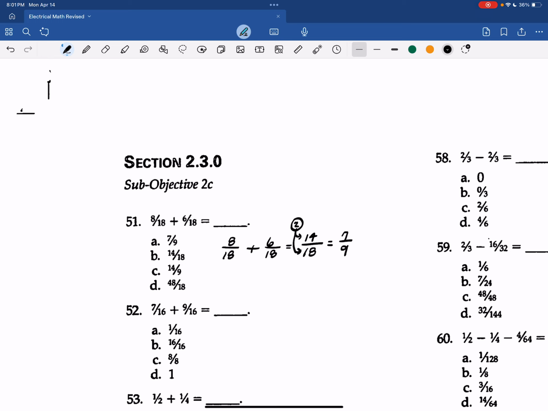And since both of these answers are here, I'm going to say go with the lowest terms. That would be my recommendation, even though 14/18 is there and is an answer. So I'm not sure about that.